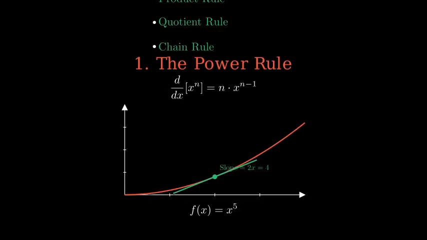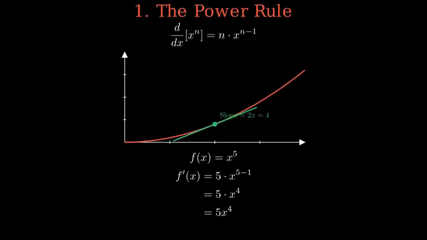Let's look at our first example. Find the derivative of f of x equals x to the 5th power. Using the power rule, we take the exponent 5 and multiply it in front, giving us 5. Then we reduce the exponent by 1, so 5 minus 1 is 4. So the derivative equals 5 times x to the 4th power.